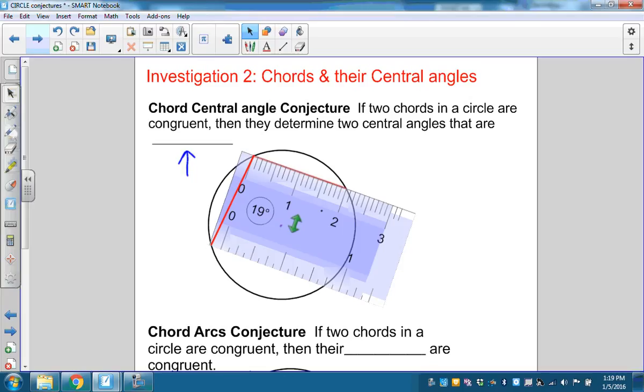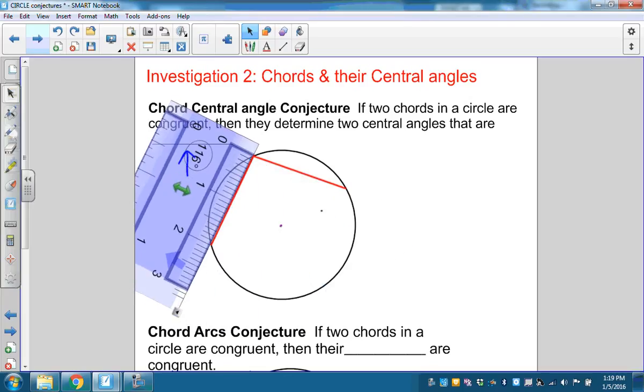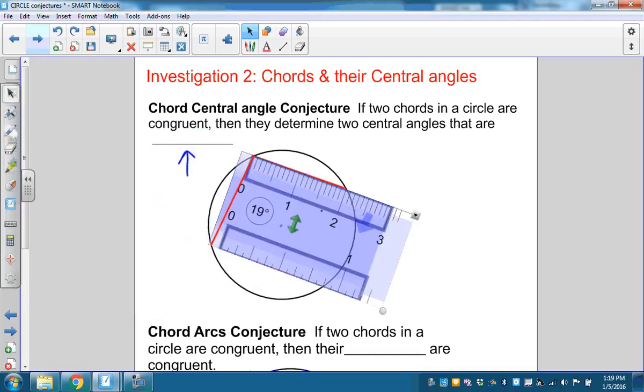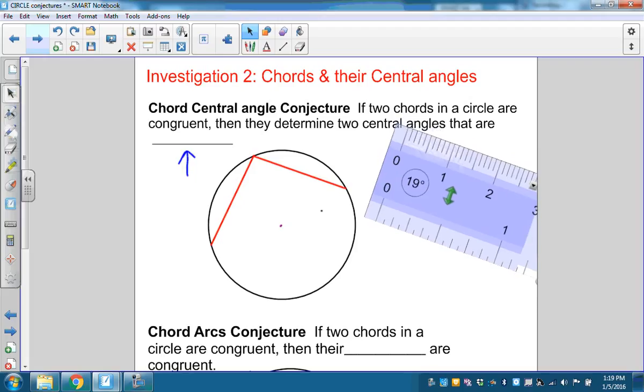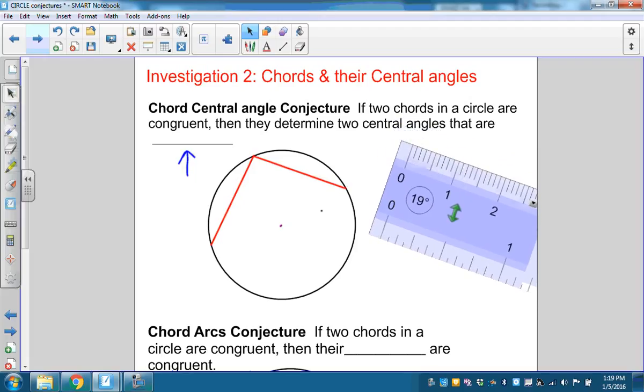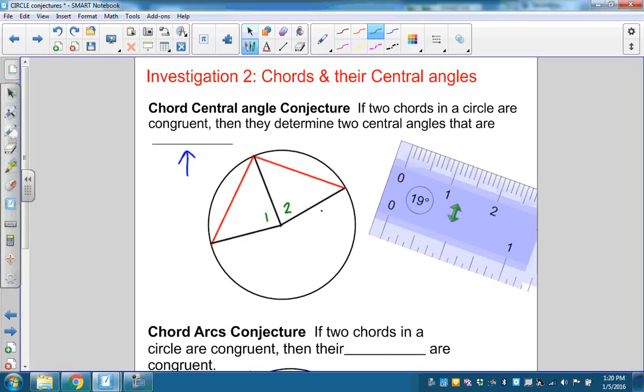So I've made a picture here where you can see the two chords in the circle are both 2 units, and you're supposed to determine how they relate to the central angles that are in the circle. In other words, if you just drew in central angles to the two chords, how would these central angles be related? So if I look at this as angle 1 and that is angle 2, what can we say about them? Well, hopefully you've thought about it.